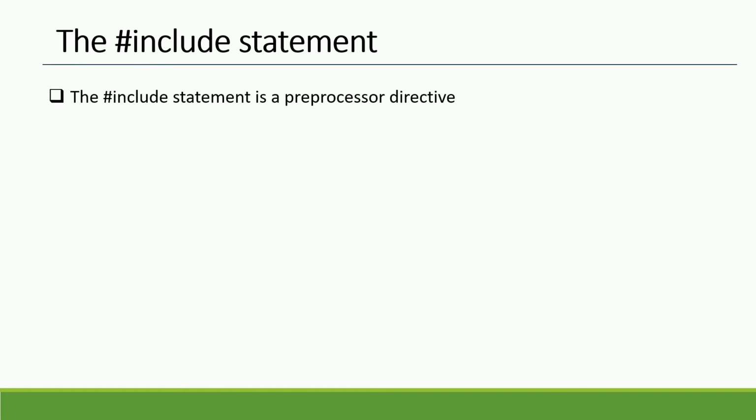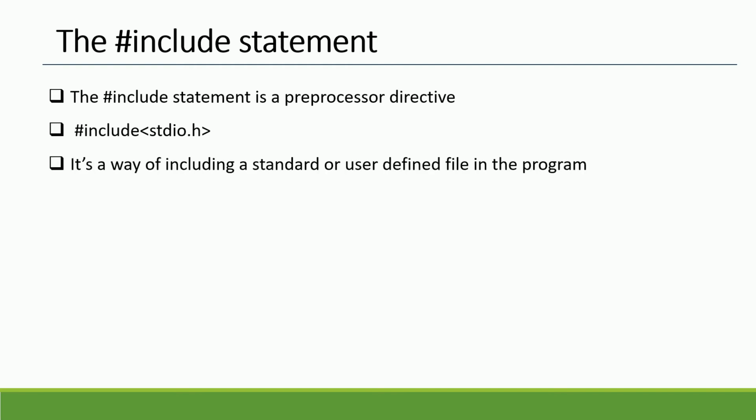The include statement is a preprocessor directive because it begins with the hash symbol. For example, #include stdio.h that we put in our C code. It is not strictly part of the executable program. However, the program won't run without it. Actually, #include is a way of including a standard or a user-defined file in the program and is mostly written at the beginning of a C program.